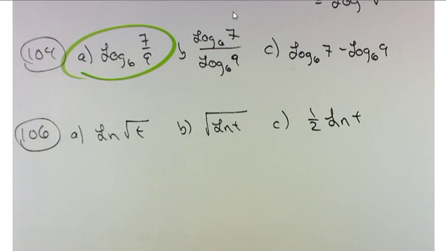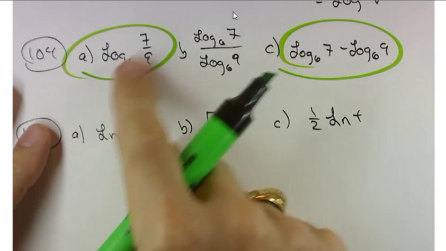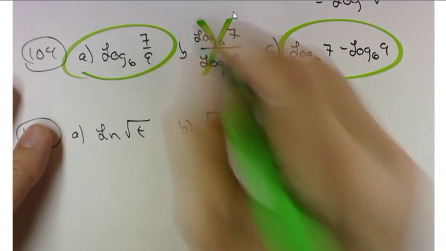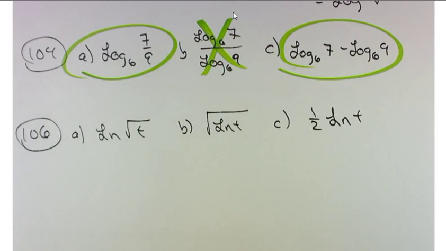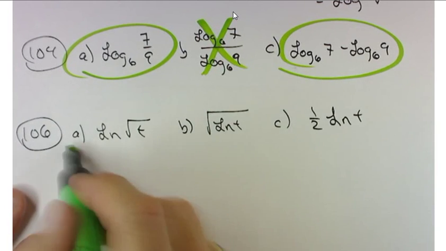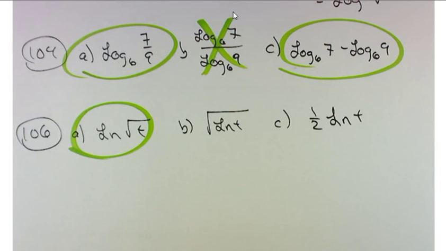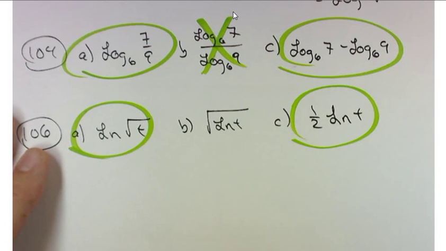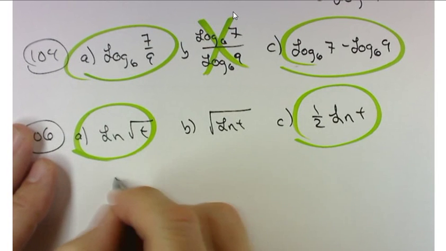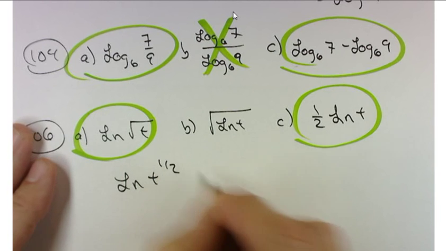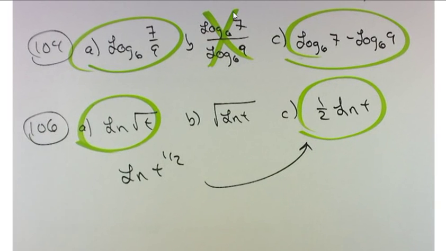So what's equivalent to A in problem number 104? C. Just applying your quotient rule. This is not the quotient rule. How about for 106? What's equivalent there? Yeah, C again. If you were to have to explain your reasoning, you'd say, all right, well, that's the ln of t to the 1/2, and then you can use your power rule there.